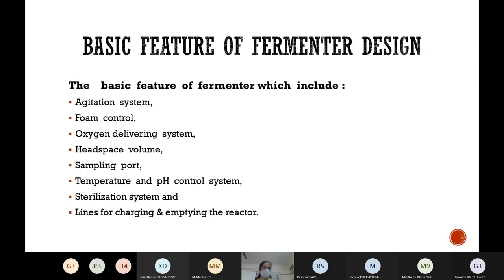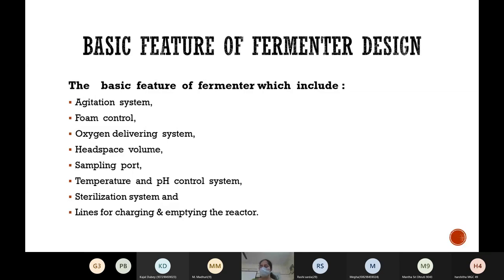Then an oxygen delivery system should also be there, for the proper aeration of the media and for the proper requirements of the microbes. Fulfillment of the requirements of the microbes, that oxygen should be there. Head space volume should be there for proper functioning. Then a sampling port should be there, from where the sample can be introduced into the fermenter.